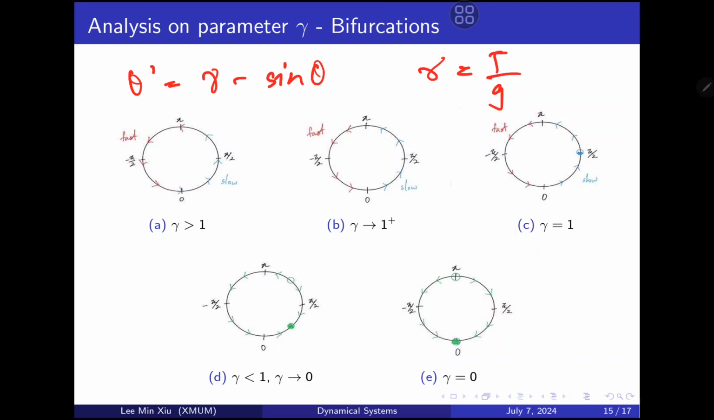So, note that when gamma goes close to 0, our two fixed points will move further and further away from each other, and then the stable one will go almost to 0, and the unstable one will go to pi, in which we can see it's just this case. We just go to here, and when gamma is equal to 0, basically this is 0.